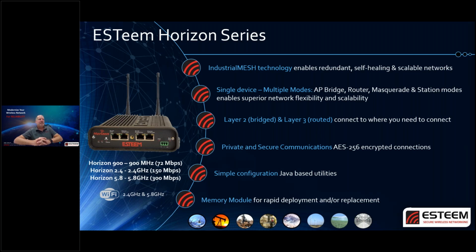All of these are going to have that industrial mesh technology. Basically, we've got a single device that can go into multiple modes. So we can put this into a simple bridge. We can go into a router. We can go into masquerade modes. We also can put this into a station mode. And this is going to be typically more for your mobile clients, whether that be an AGV, we can get these speeds, but now we can roam between access points like a simple client. Supports both layer 2 and layer 3 networks.